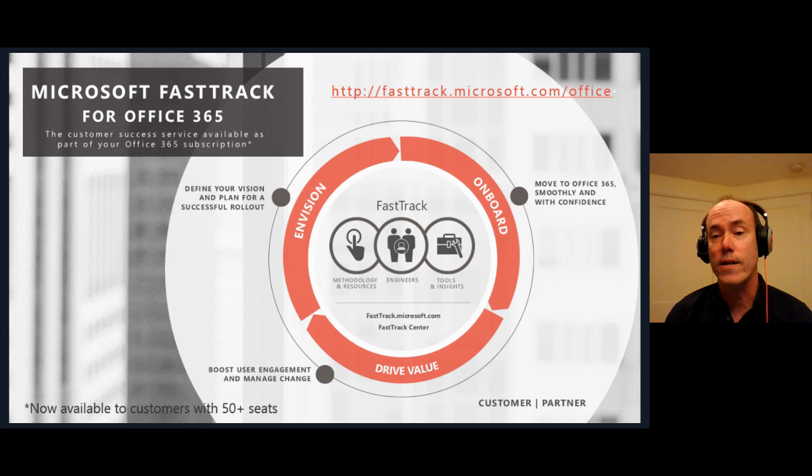The idea of FASTTRACK is to help you be successful. And you can see there are a few different parts of FASTTRACK. It starts with really helping you define your vision and plan for a rollout. We call it envisioning. It goes through onboarding, moving to Office 365, being ready to move, making sure you've got everything in place so that you can, as the slide says, do it smoothly and with confidence, and then really help realize the value by boosting user engagement.